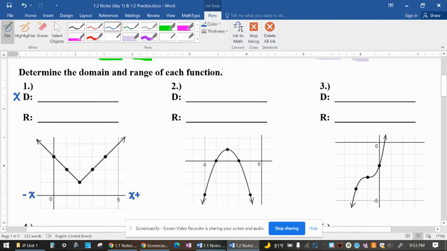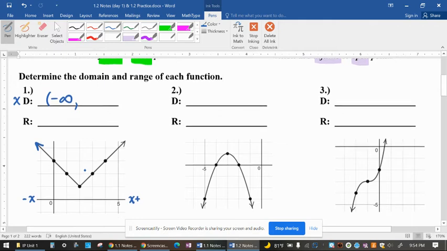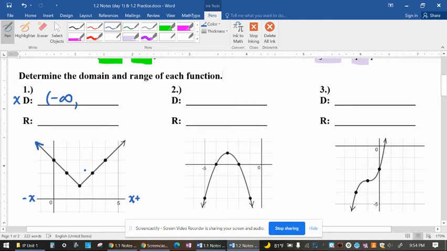Look at the arrows, okay? Where are they pointing? You're going to look at it from left to right. So these arrows are pointing forever to the left. There's no stopping it. This function is going to go forever and ever to the left. So there is no lowest x value because this goes forever to the left. So you would say that it goes forever to infinity. Remember, parentheses are used for infinite or open points. Infinities or values that it approaches but will never reach.